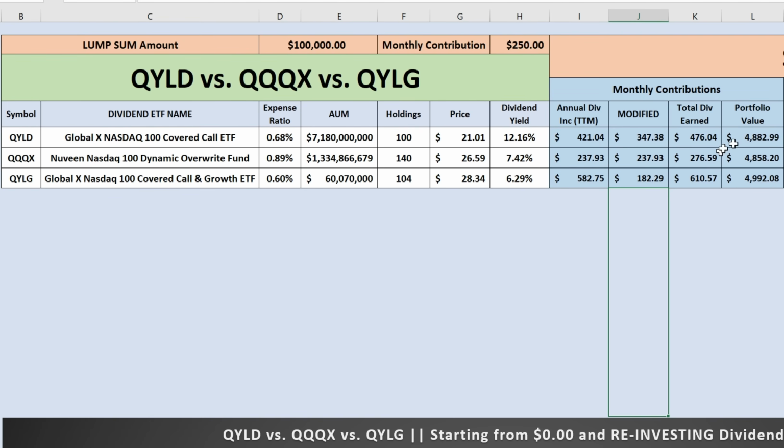And then overall portfolio value, we've got QYLD at $4,882.99. We've got QQQX at $48.58 and 20 cents, and then QYLG at $4,992.08. So from a portfolio value perspective, QYLG was the top performer in this first investing strategy, and QQQX just didn't perform as well as the others.